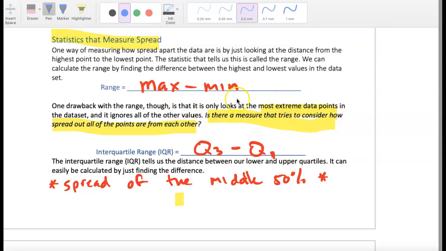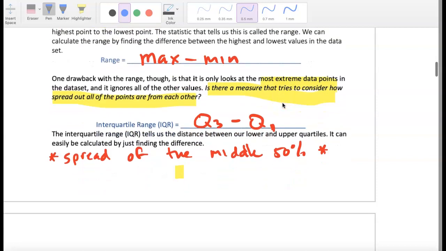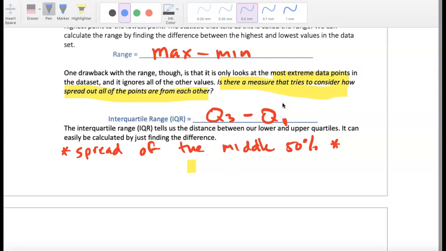There's a drawback to this because it's only using two values within the data set. All the other data are ignored, max minus min, but it's a very simple way of doing it and is useful in some ways. Another measure of spread is what's called the interquartile range.